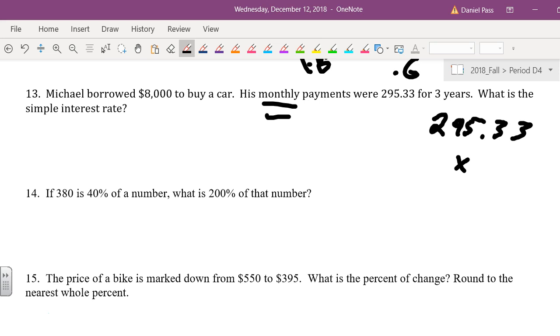So it's how many months? Yeah, because he pays that every month. 36. Yes. So 295 times 36 equals $10,620.